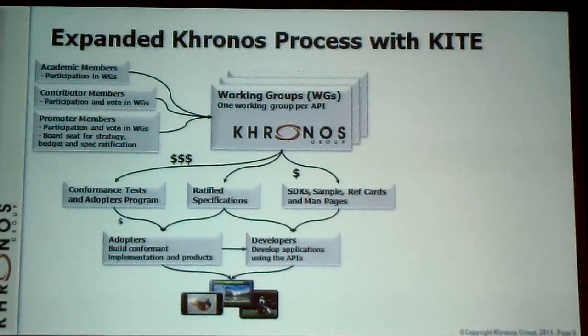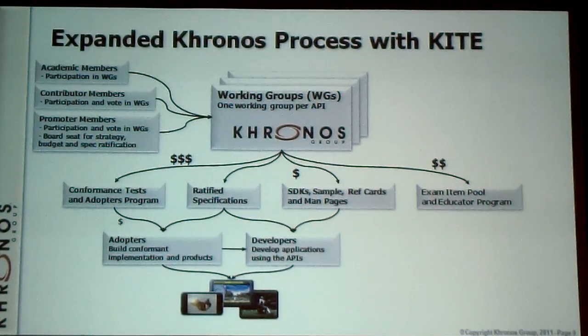The working groups produce specifications, but they also produce conformance tests, which is the basis for the adopters program. So implementers using the specifications can pass the conformance tests and become officially conformant and use the specification trademarks. And the working group also creates reference materials, sample code, reference cards, and that is made available to developers.